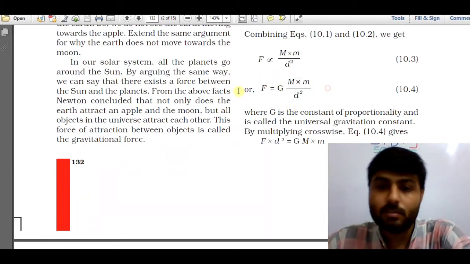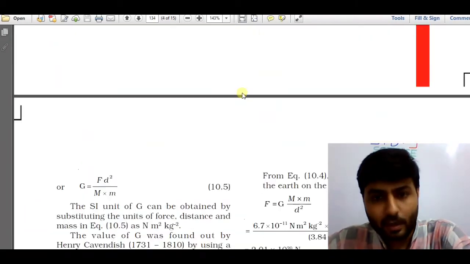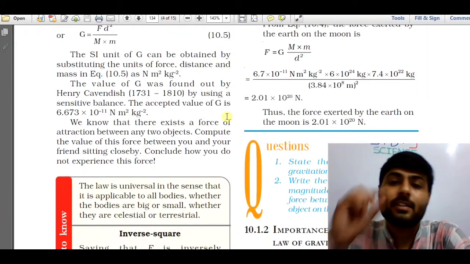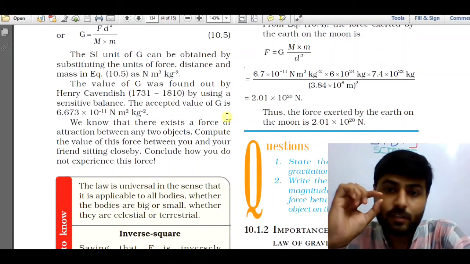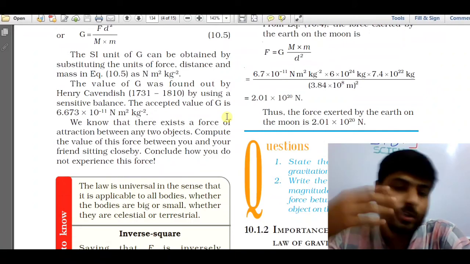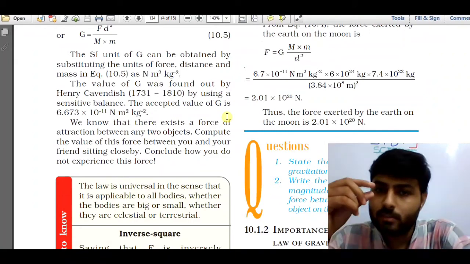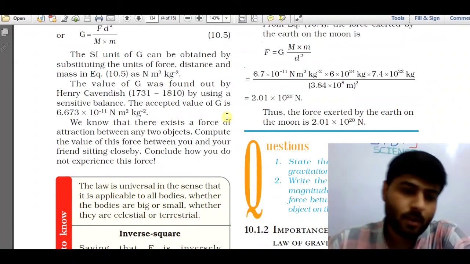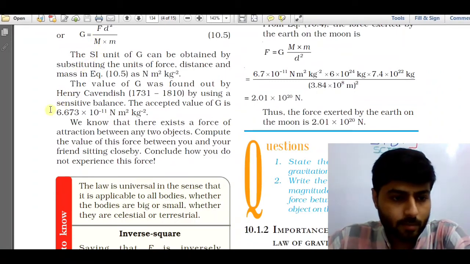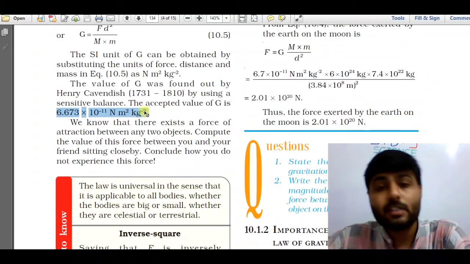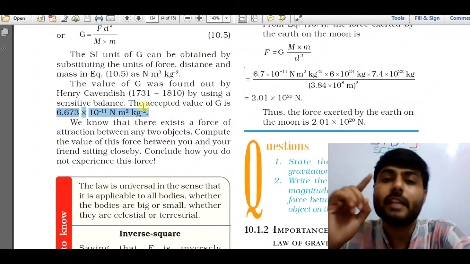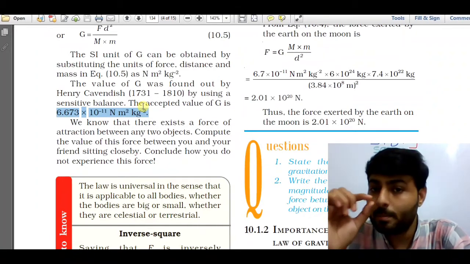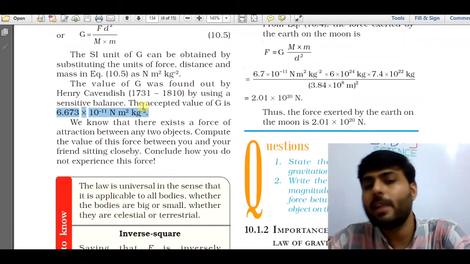If we find this value, you will find out that this value is very small. This value, that is the gravitational force between you and your friend or you and another object, is very small. Why is that very small? See here, you can observe this value of G, that is 6.673 into 10 raised to minus 11. 10 raised to minus 11, that is a very small value.